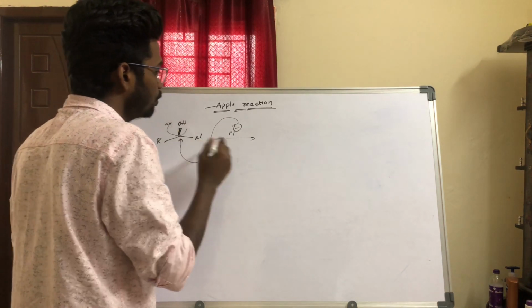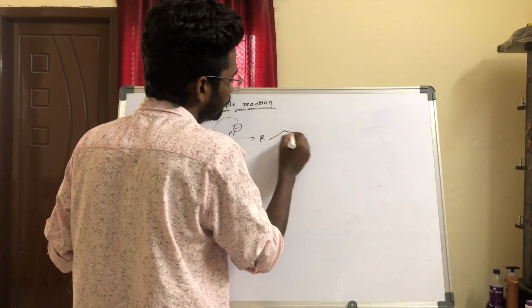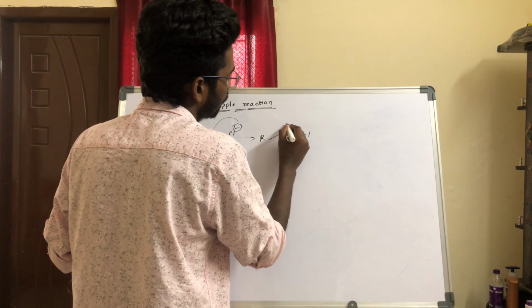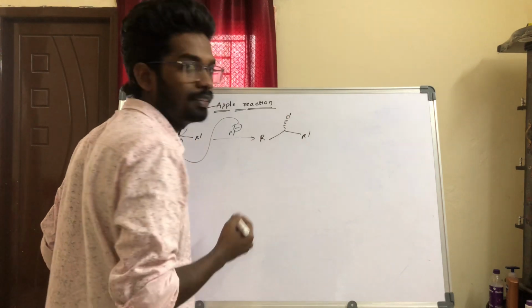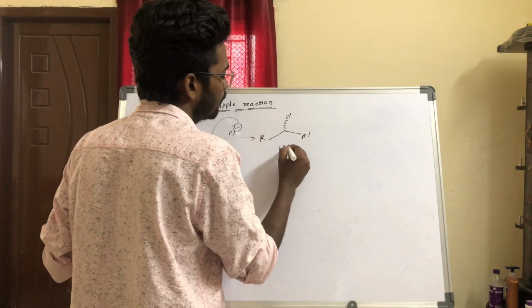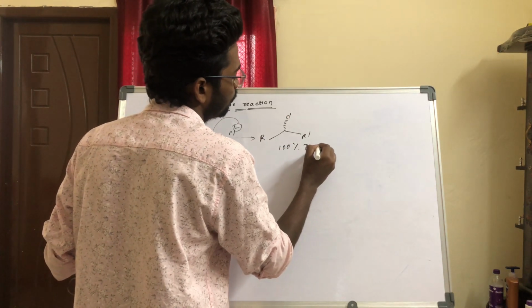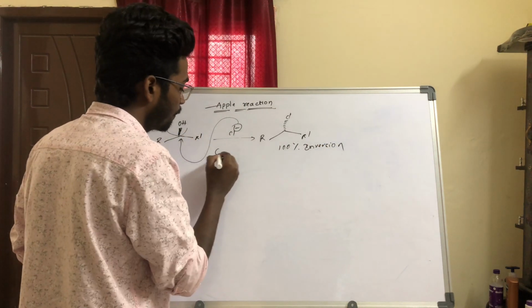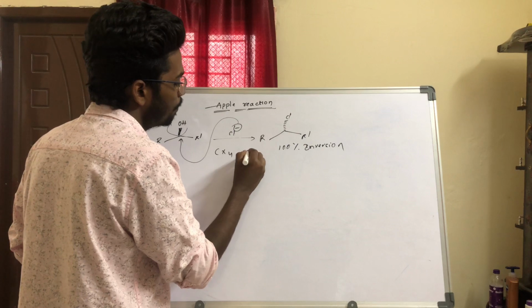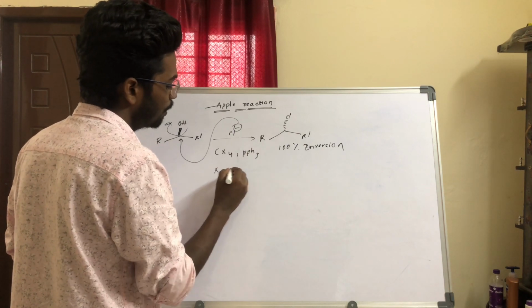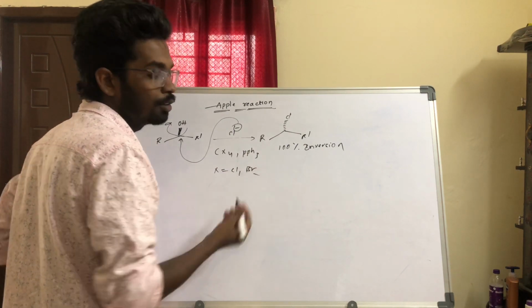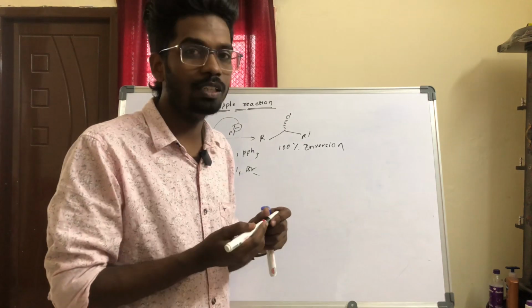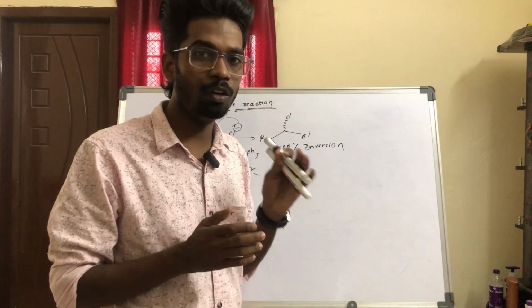The OH will leave, and chlorine will attack from below the plane. This is what gives the 100% inversion product. So what reagents are we using here? CX4 and PPh3, where X is chlorine or bromine. Very simple reaction, and you will get the 100% inversion product.